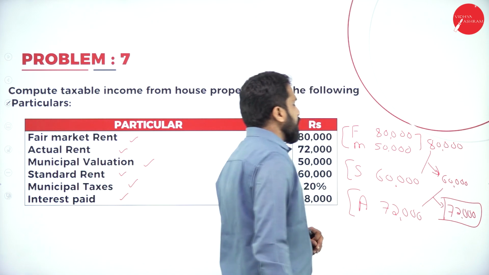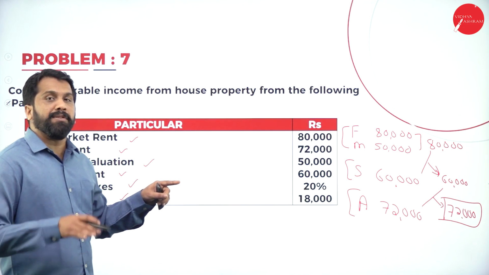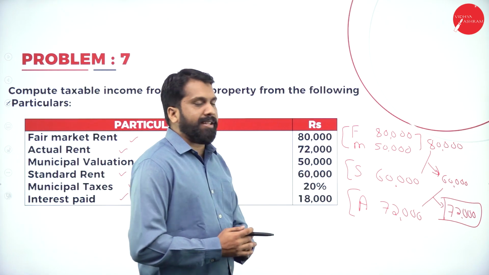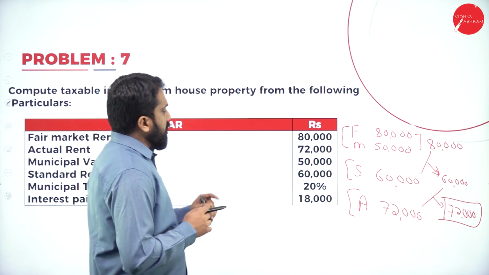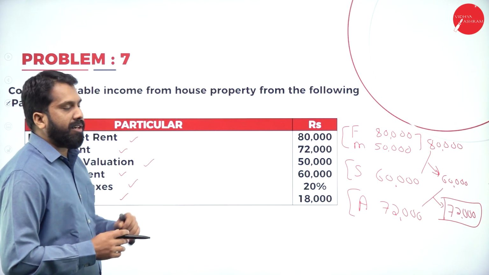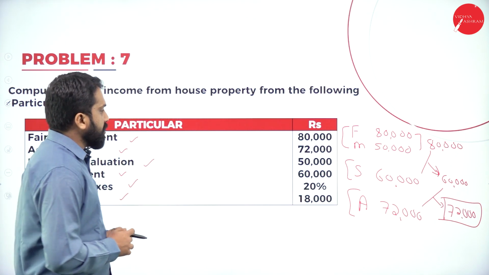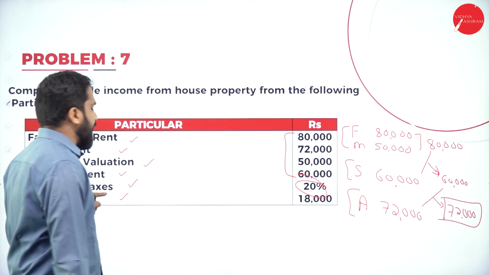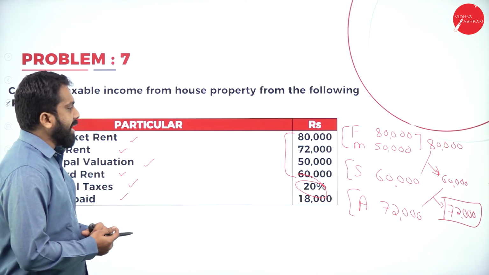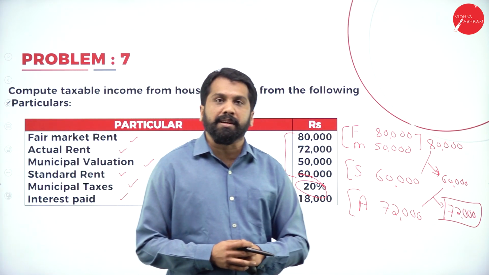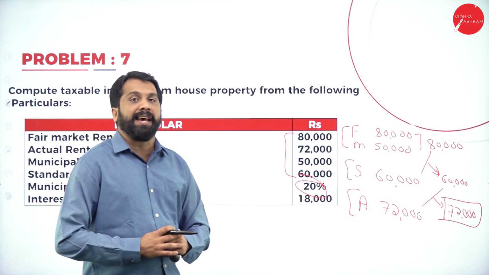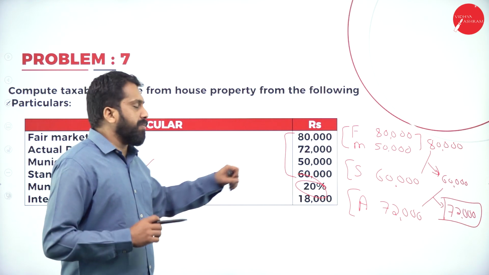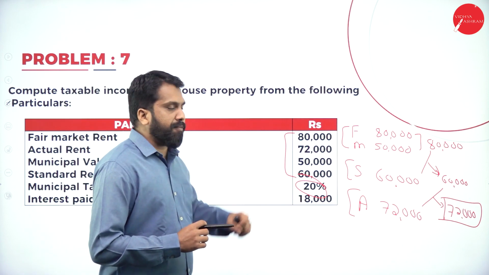What is your final answer? 72,000. Whichever is high, whichever is low, again whichever is high. We got 80, then we got 60, finally we got 72,000. Now you should go with 72,000 as your annual value. So we did the calculation of these 4. Now they have given 20% as municipal tax. So municipal tax percentage should be calculated on what? Yes, the percentage has to be calculated on your municipal value. What is your municipal value? The municipal value is around 50,000.